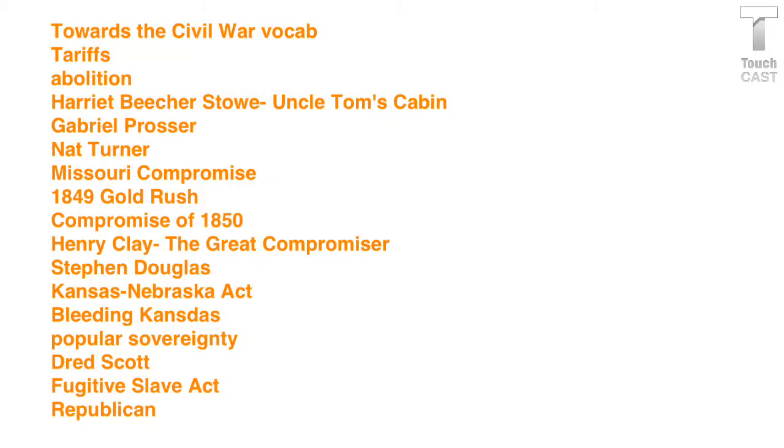Let's see, with the terms, here we go. Towards Civil War vocab, we have tariffs. Remember, those are taxes on imports. The North favors them, the South doesn't. Abolition, Harriet Beecher Stowe, Uncle Tom's Cabin, Gabriel Prosser, Nat Turner, Missouri Compromise. You've got them. Get that list down. Okay.